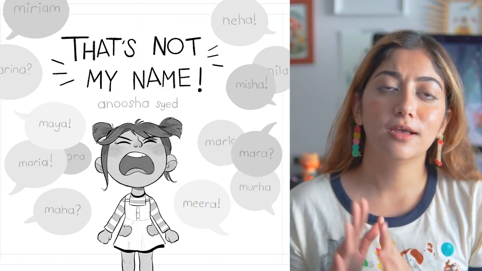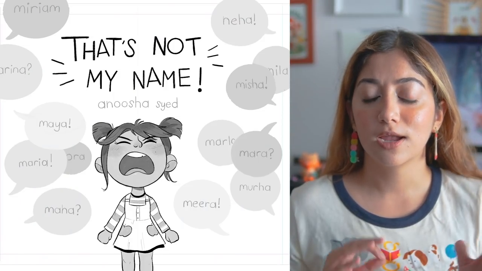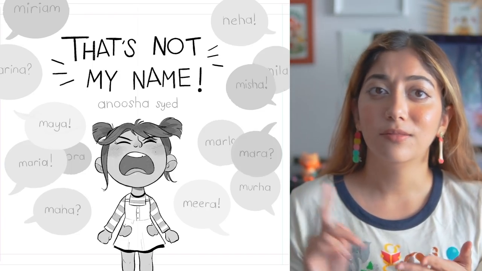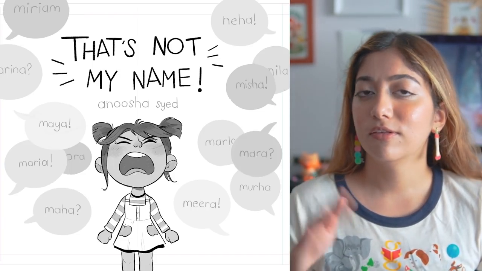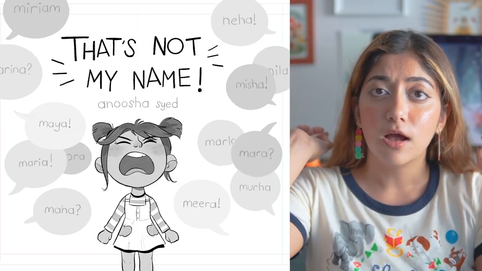So with all of this in mind, I came up with three concepts to present to my art director. The first one is of Mirha in the middle of the page. She is surrounded by speech bubbles all around her and they're all saying her name wrong. Bubbles with Maria and Maya and Mira, and Mirha's in the middle, she's frustrated and she's yelling out, that's not my name, with a title on top of her.